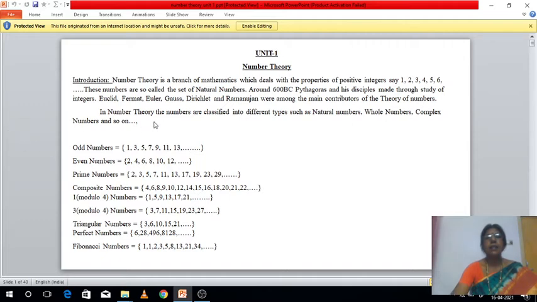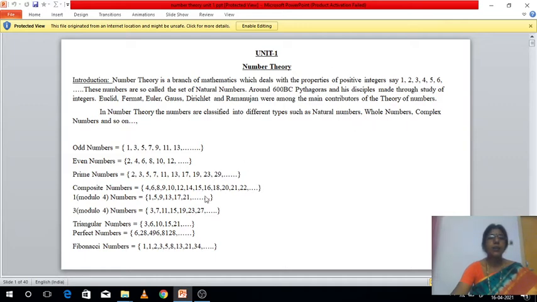In number theory, the numbers are classified into different types such as natural numbers, whole numbers, complex numbers and so on. Now we see some types of numbers or number sets. I think all of you know what is the natural number set. Capital N is 1, 2, 3, 4, 5 and so on. Z is the set of integers with positive and negative terms.